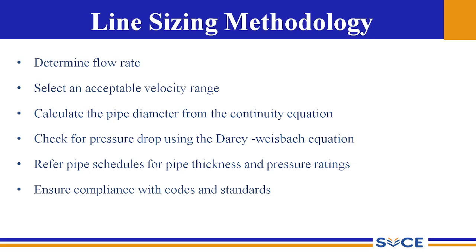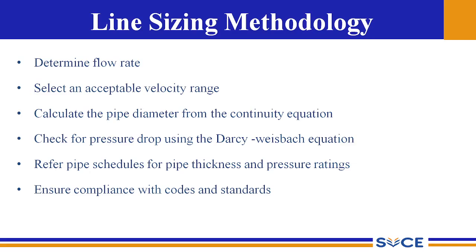So how to do the line sizing? These are the steps that need to be followed for doing the line sizing. First, we need to know the flow rate of our operation or the flow rate of the fluid transport. For that particular flow rate, you need to select an acceptable velocity range as given in your previous slides, depending upon the nature of the fluid and the fluid properties. You select an acceptable velocity range.